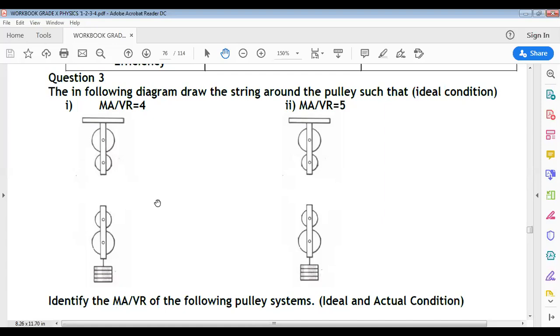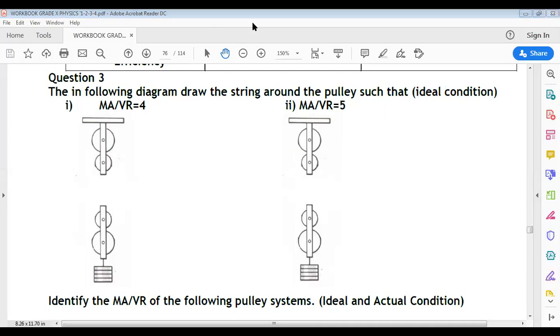Now listen class, this is very important because such type of questions will be asked. So what you have to do is draw the strings around the pulley such that in ideal condition your MA and VR is 4. Here also the MA and VR is 4. So is it possible to have MA and VR as 4 for this combination as well as this combination? If you check a little carefully, here there are two pulleys in the upper block and two in the lower. And in the second part, there are also two pulleys in the upper block and two in the lower block. So let's proceed with the winding of it. How will we do the winding in such a way?